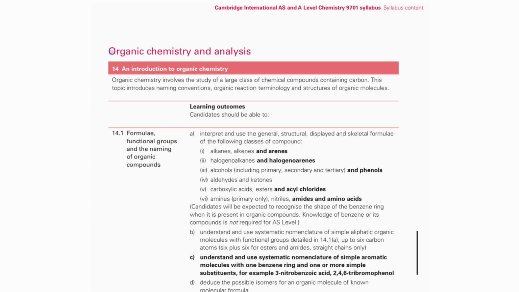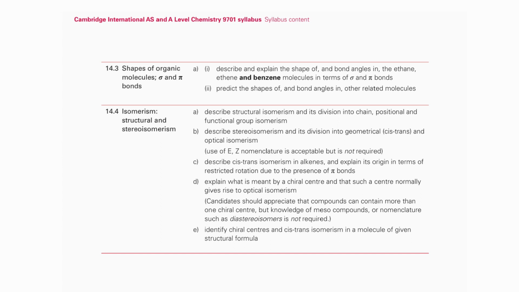Today we will go into Organic Chemistry, Chapter 14, An Introduction to Organic Chemistry. We will mainly focus on isomerism, and we will go into detail for structural isomerism, where under structural isomerism we have three different kinds of isomerism: chain isomerism, positional isomerism, and lastly, functional group isomerism. So we will go into details for three of them.